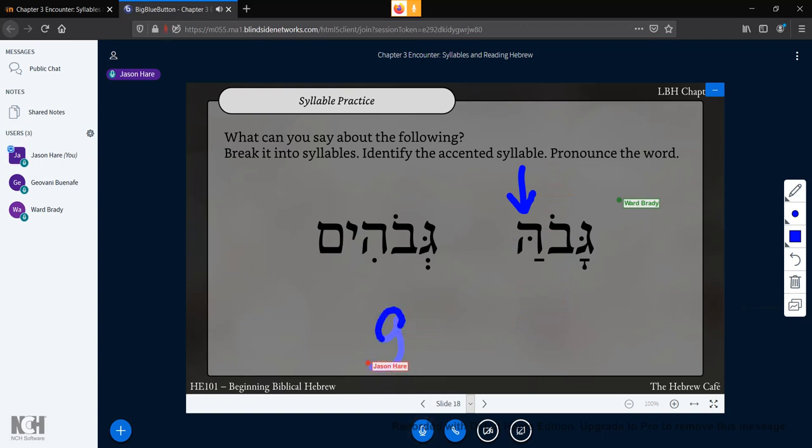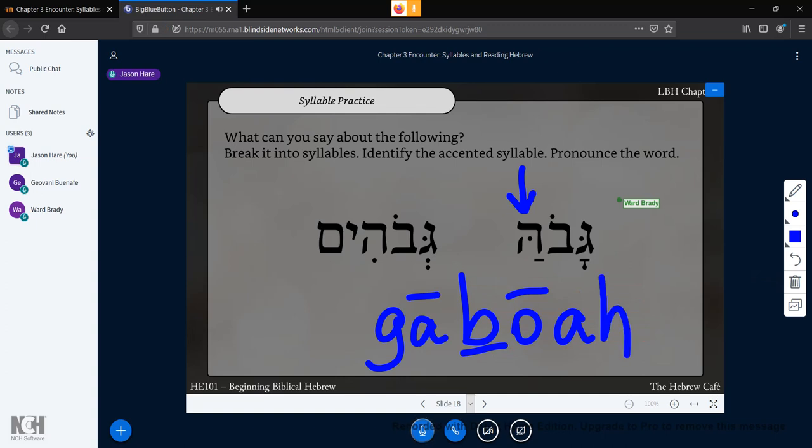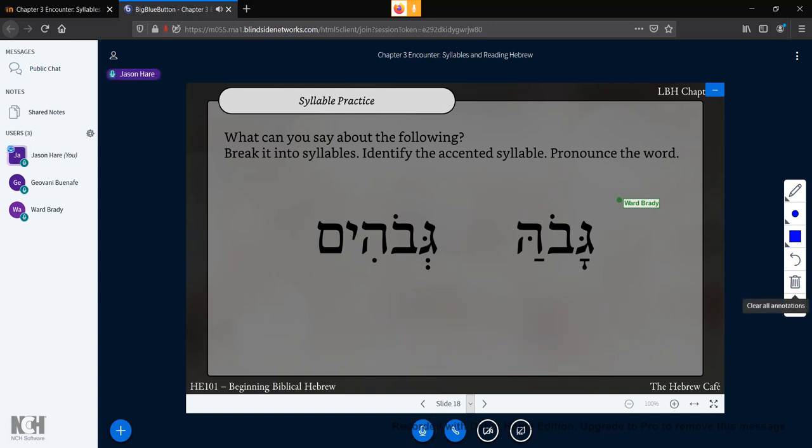We're going to ga, this is how we transliterate it. Vo, in this case it's long. Okay, gavoa. The accent is on the second syllable. This is one syllable, ga, voa. Again, this furtive patach is not its own vowel. It's just to help pronounce. Gavoa means high or tall.